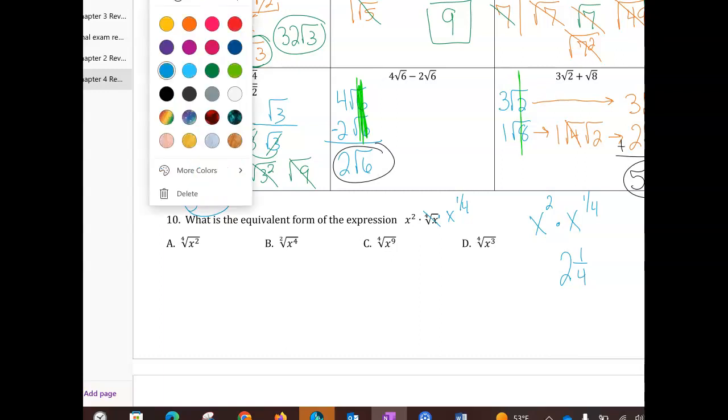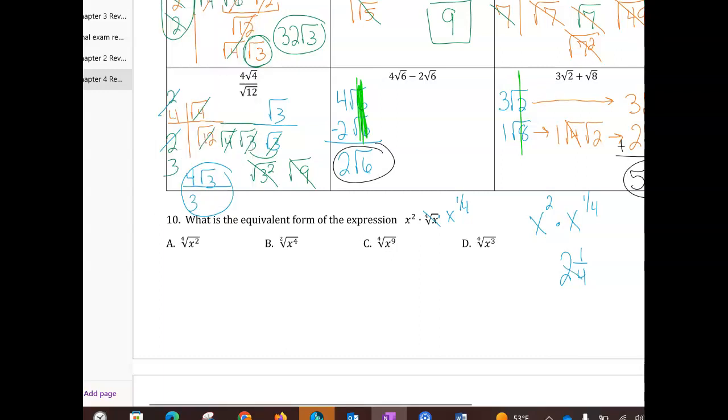And now I can turn it into a mixed number. 4 times 2 is 8. 8 plus 1 is 9. And I get 9/4. So I'm looking for x to the 9/4, which I don't see. I see check marks. So I can go back to a check mark. Remember, the denominator goes here, the exponent goes here, and my answer is C. All right, that is our 3rd video.